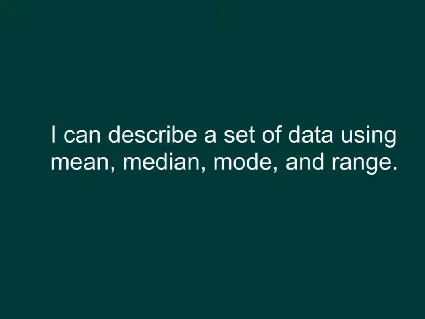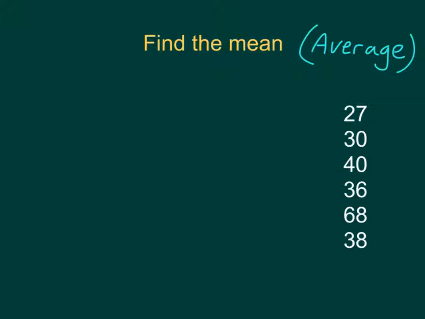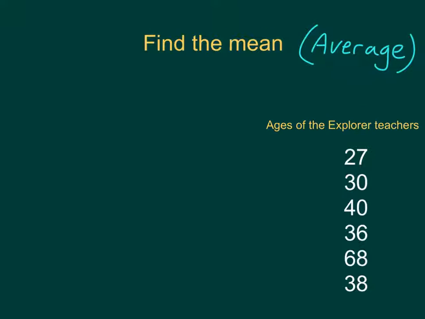Today's learning target is I can describe a set of data using mean, median, mode, and range. One of the things that we're going to be doing today is finding the mean. A mean is another word for average. So we're going to be finding the average or the mean for a set of numbers.